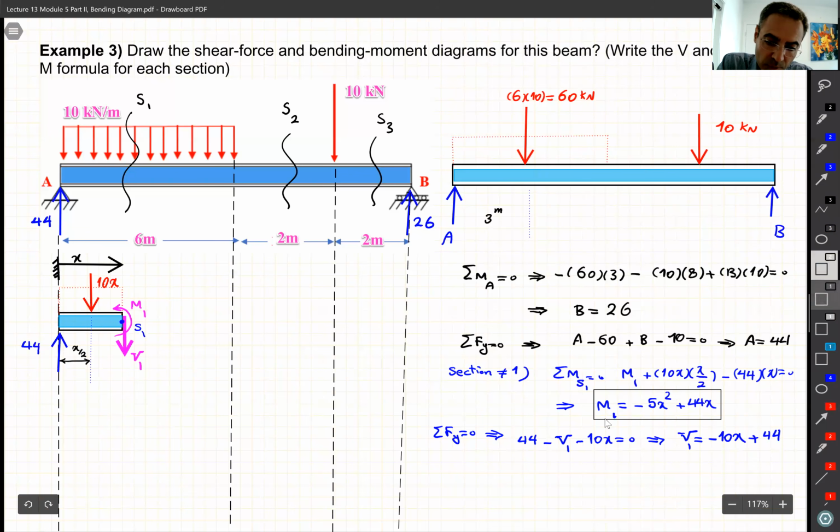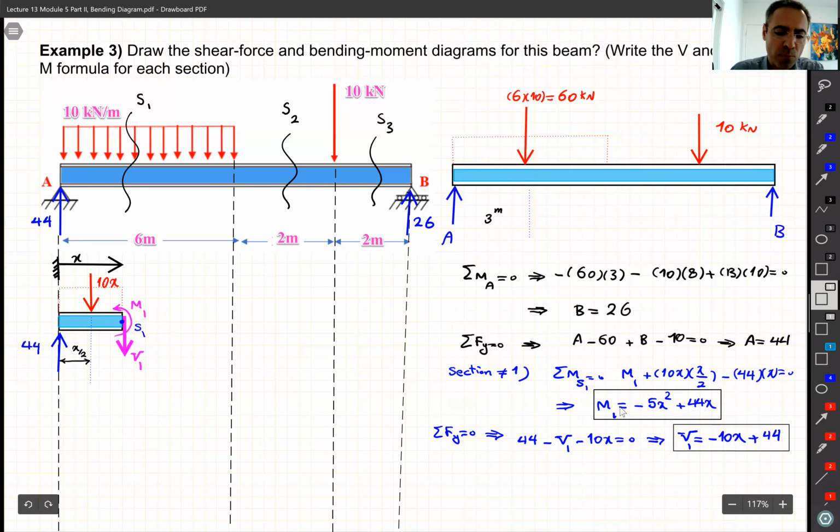So we claim that always V is derivative of M. Let's see if it's really true. You see, yeah, it is. So always that's a good thing to check. You take the derivative of M, you get V, it means everything is correct. So I suggest you, rather than just taking the derivatives, write the equation and just do a check to make sure everything is correct. So we are good now.